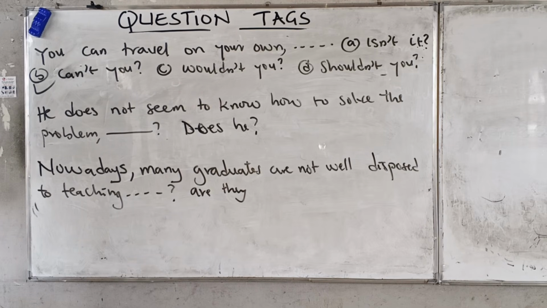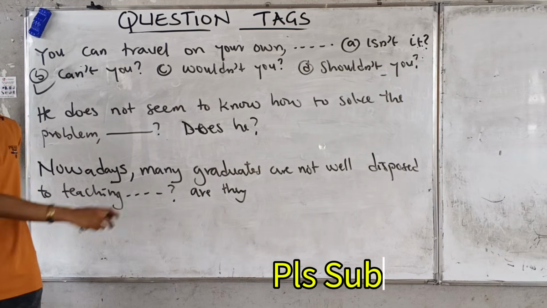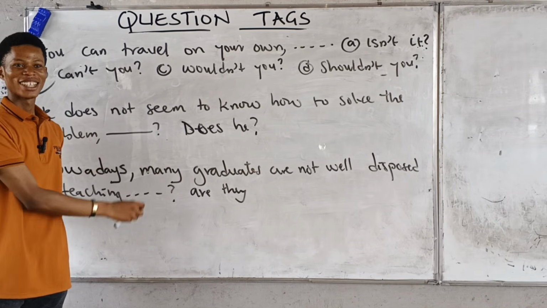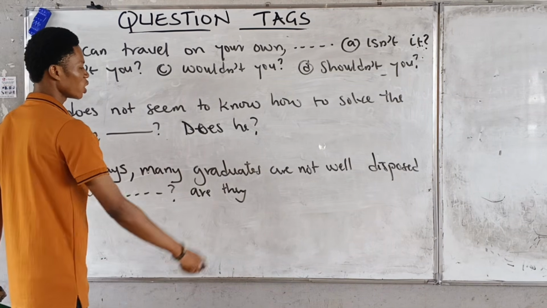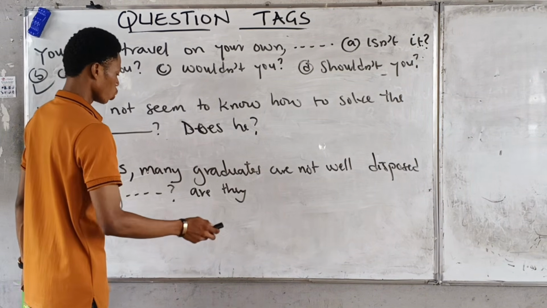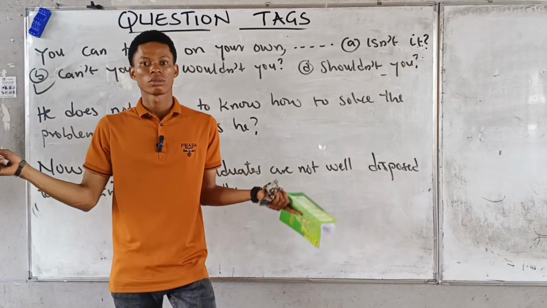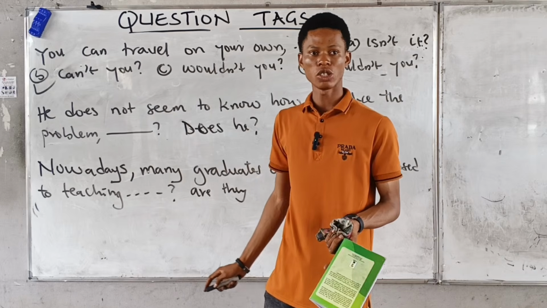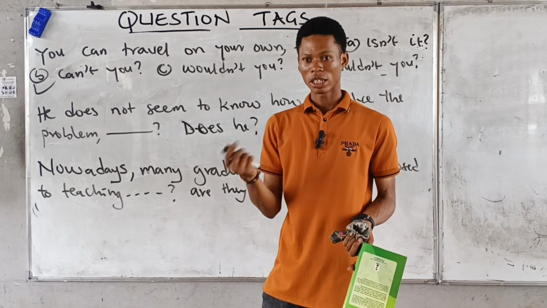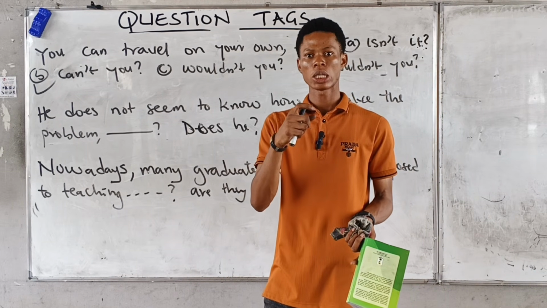What's the right answer? Meaning they. The answer is: are they? That's the right answer to that question. So nowadays, many graduates are not well disposed to teaching. Are they well disposed to teaching? The they here represents the many graduates. Do we get that?